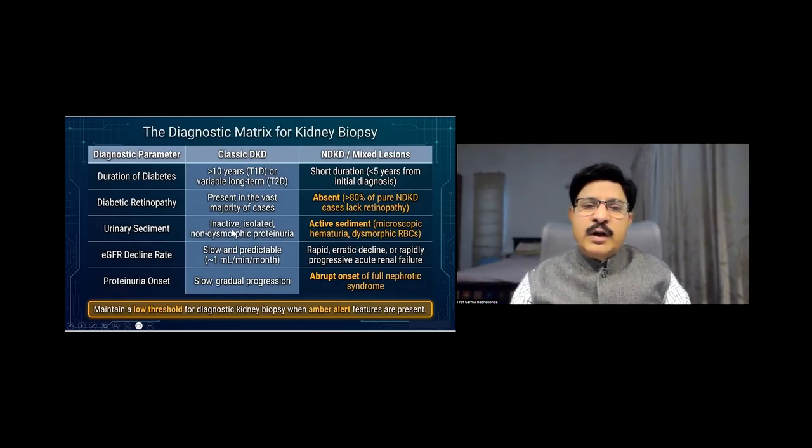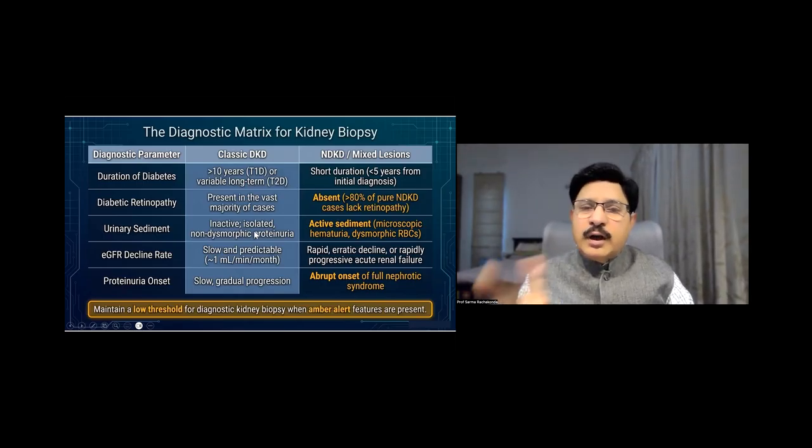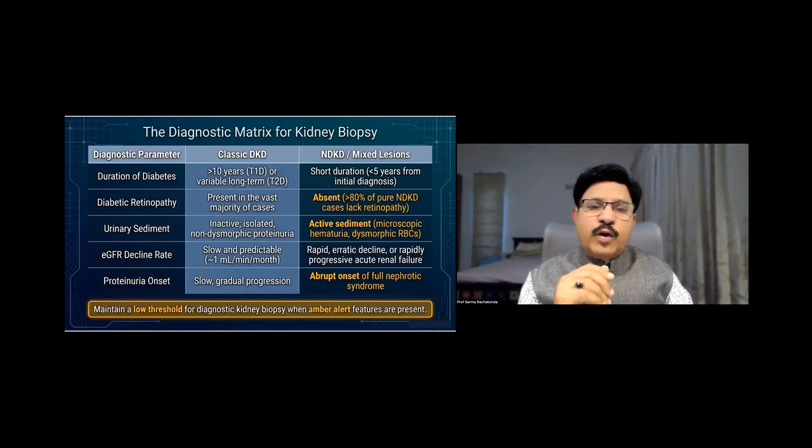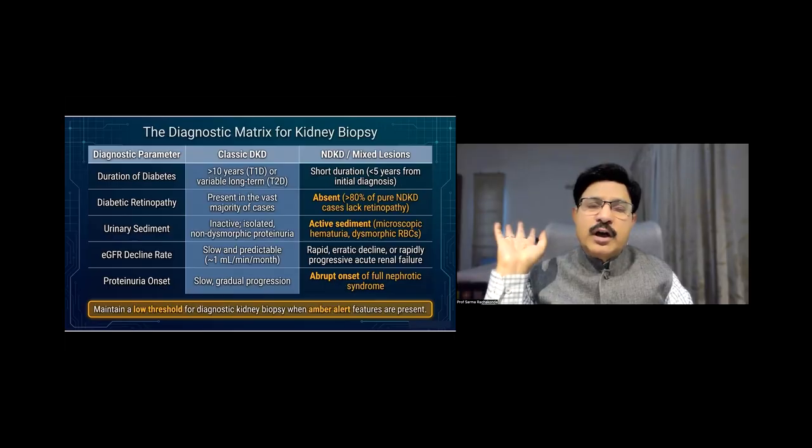Urinary sediment: in fact, there is no active sediment here, just non-dysmorphic proteinuria. That is, you observe the sediment, there are no red cells, there are no deformed RBCs. Whereas in NDKD, we have active sediment, microscopic hematuria, and dysmorphic RBCs are seen.